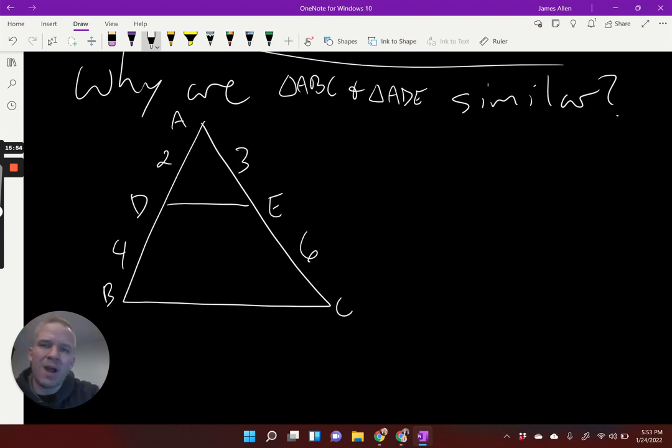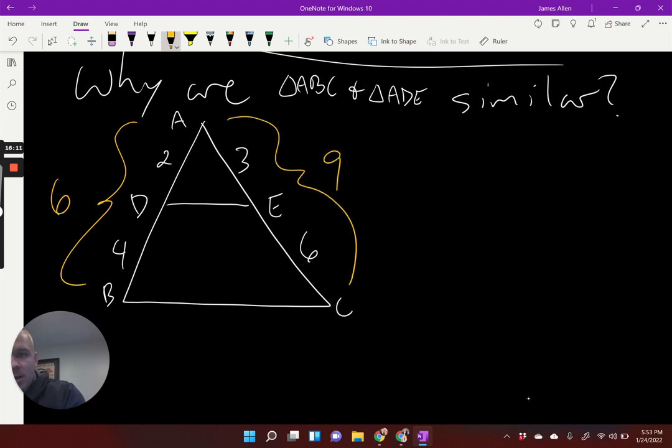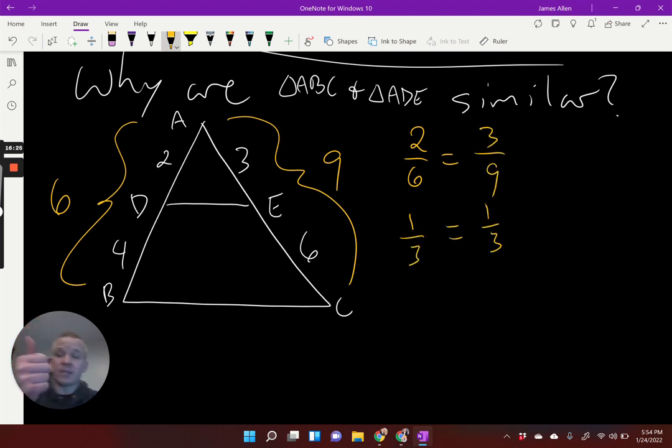All right, so next question is, why are triangles ABC and ADE similar? Good question. Well, if I look at my sides of ADE, I've got a 2 and a 3. Now, my total sides for AB, that'd be 6, and this would be 9. So we've got some information about sides. Are my sides proportional, right? So we'd have 2 to 6 and 3 to 9. Those both reduce down to 1/3. So that checks out. The sides that are known are proportional.